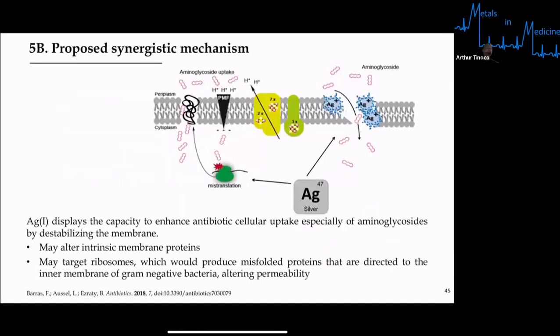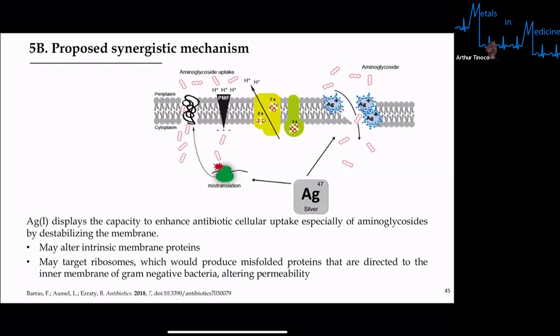So what is a proposed synergistic mechanism? This is just proposed, not necessarily something that has actually been studied. This is a 2018 paper where they try to make sense of how the silver can be contributing to this. Here we have an example of a type of antibiotic, an aminoglycoside. The idea is that silver has the capacity to enhance the cellular uptake of that type of antibiotic by essentially destabilizing the membrane. Once the membrane is destabilized, that antibiotic can actually enter the bacteria and have its known effects.